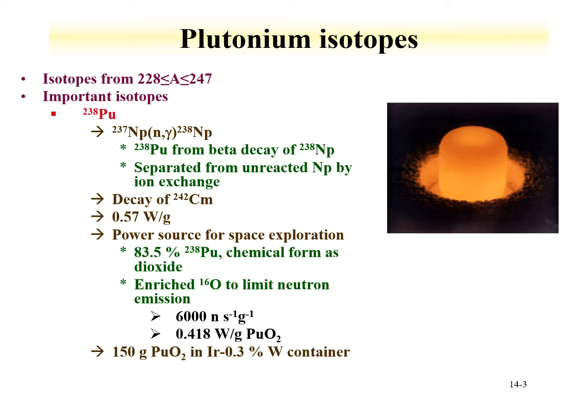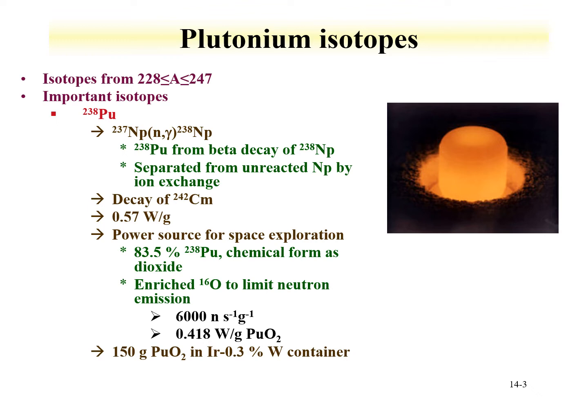You can make plutonium-238 oxides with up to around 84% plutonium-238, so you can have some plutonium-239 in there. In this oxide form, they actually enrich the oxygen in oxygen-16 to limit neutron production. If you have a nucleus with that extra neutron, for instance oxygen-17, the alpha-n reaction, the alpha particle hitting oxygen-17 and producing a neutron, has a relatively large cross-section. You want to limit the amount of neutrons coming off your source. And if you make the plutonium dioxide, you'll have a power source of about 0.4 watts per gram.